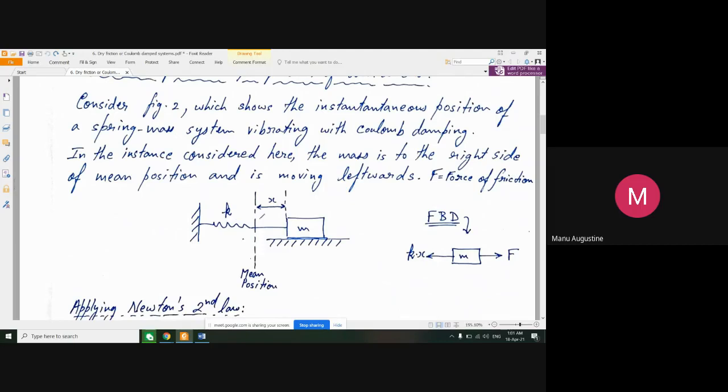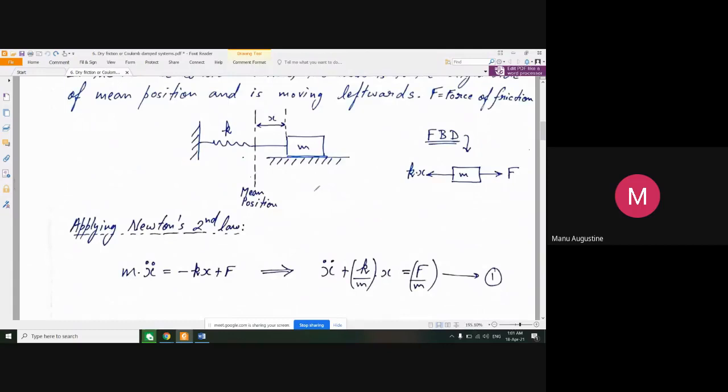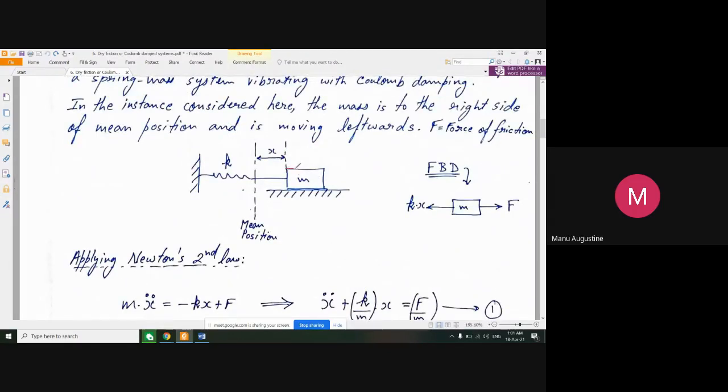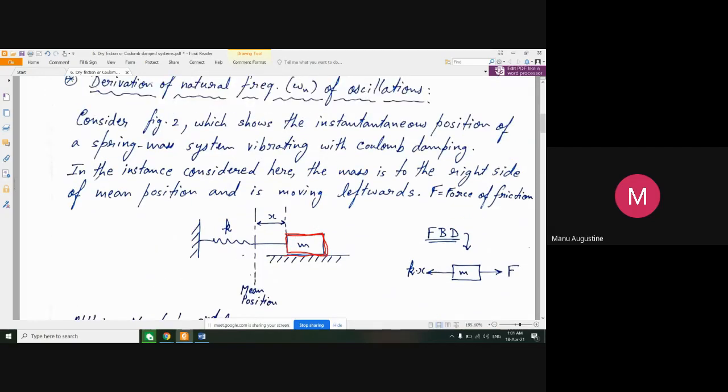So let us see whether we can do this in this case also, or rather how you have to remember this derivation. So this was the instantaneous position of the mass that was considered, and how is the mass moving right now? Is it moving rightward or leftward, or what is it? In the instance considered here, the mass is to the right side of the mean position. Obviously, the mean position is here, and right now when you captured this position, the mass happened to be on the right hand side of the mean position, and it is currently moving leftwards.